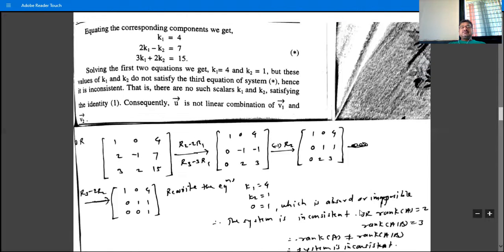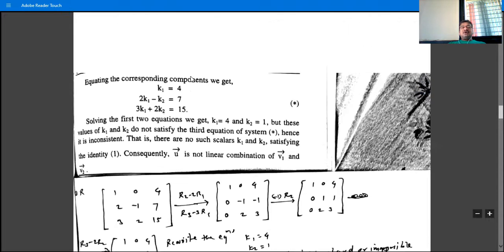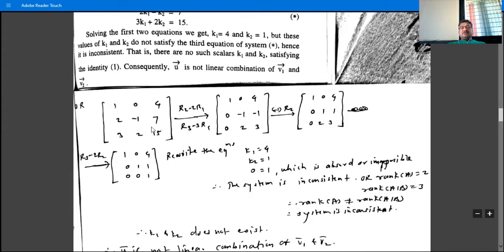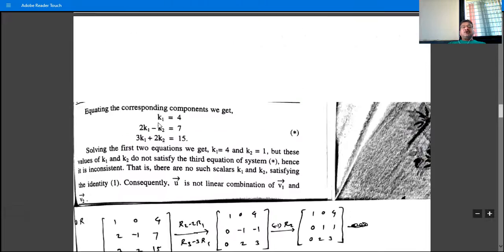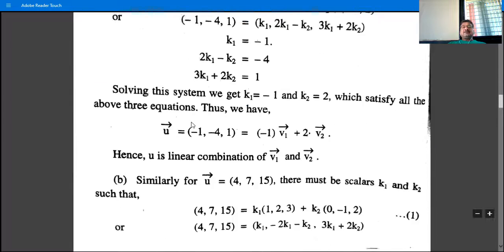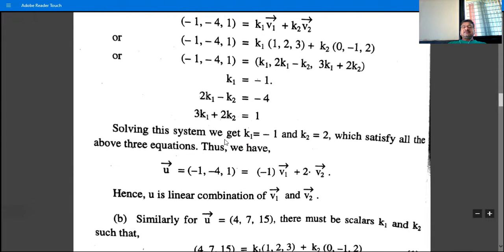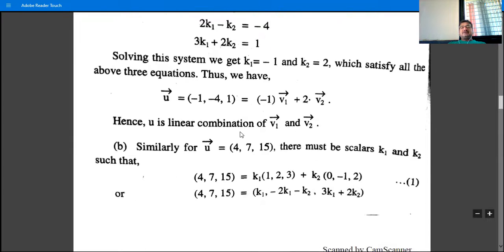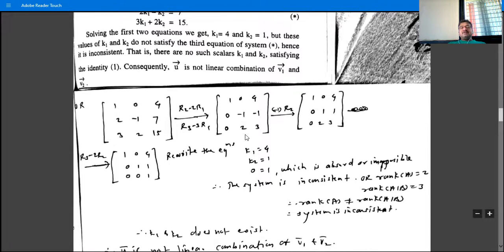So in 3 ways we can say this. Instead of finding the values of K1 and K2 and checking that they satisfy the third equation, to solve the system we use only the Gauss elimination method. In every problem, don't use this method. In order to solve the system, we use the Gauss elimination method. And what is the Gauss elimination method? Write the augmented matrix, convert the matrix to echelon form, and write the rank of A and the rank of AB. And if the rank of A and the rank of AB are not equal, then we say the system is inconsistent.